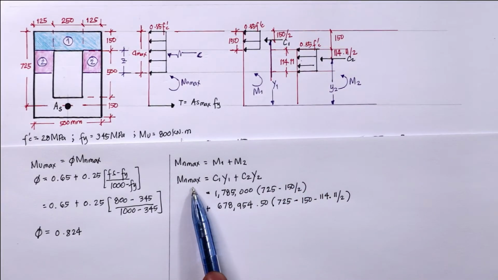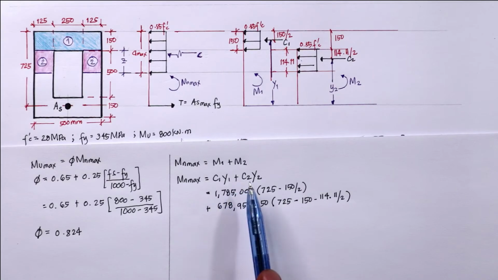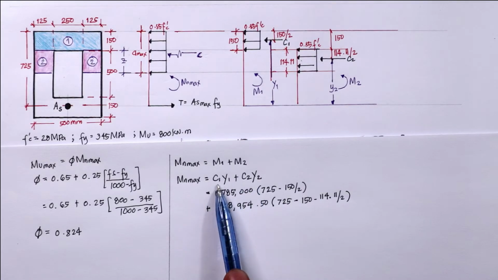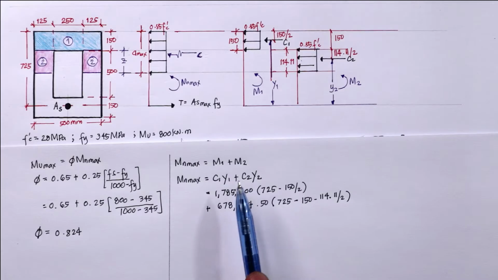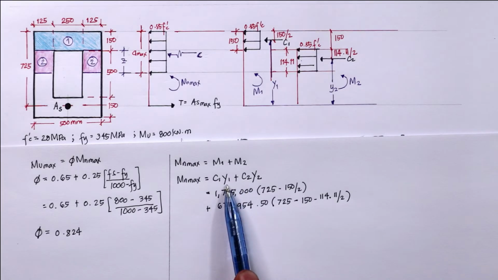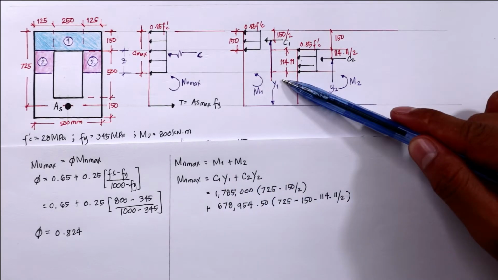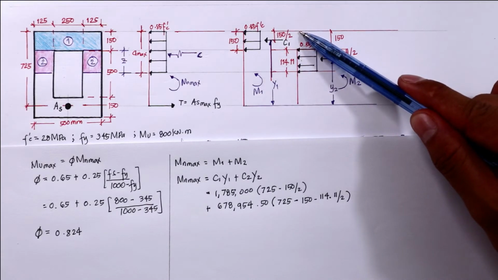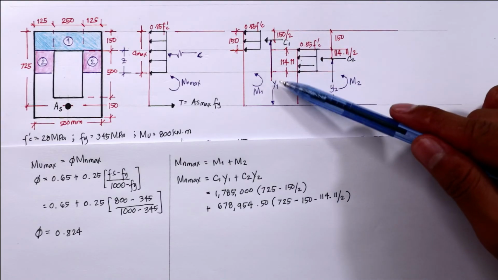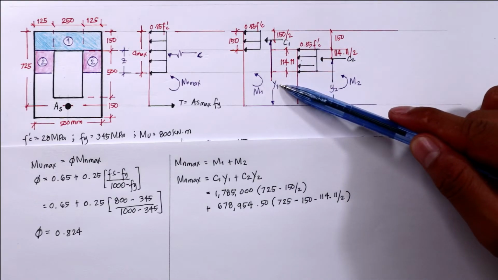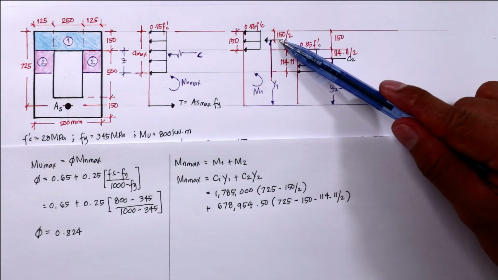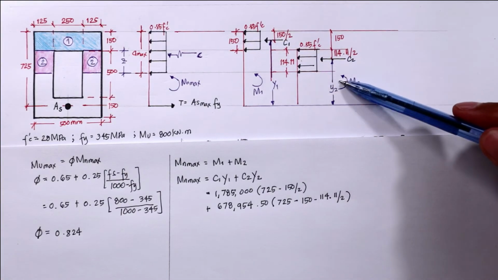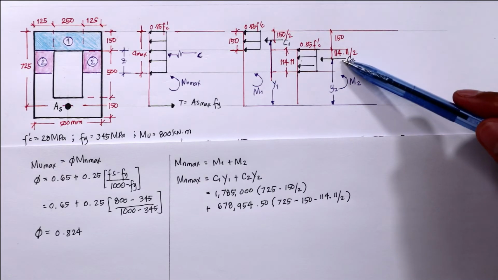Solving for the value of Mn max is equal to C1Y1 plus C2Y2. Nasolve na kanina yung value ng C1 and C2. Ngayon naman, ang isosolve na lang natin is yung value ng Y1 at Y2. Looking at this figure, since from this axis up to this axis is equal to effective depth or 725, then Y1 is equal to d or 725 minus 150 over 2. Then Y2 is equal to effective depth 725 minus 150 minus 114.11 over 2.